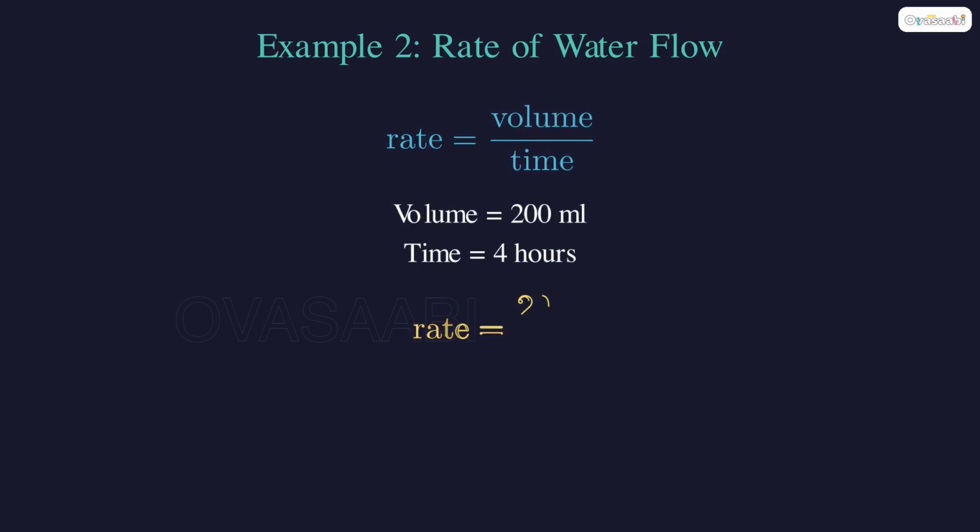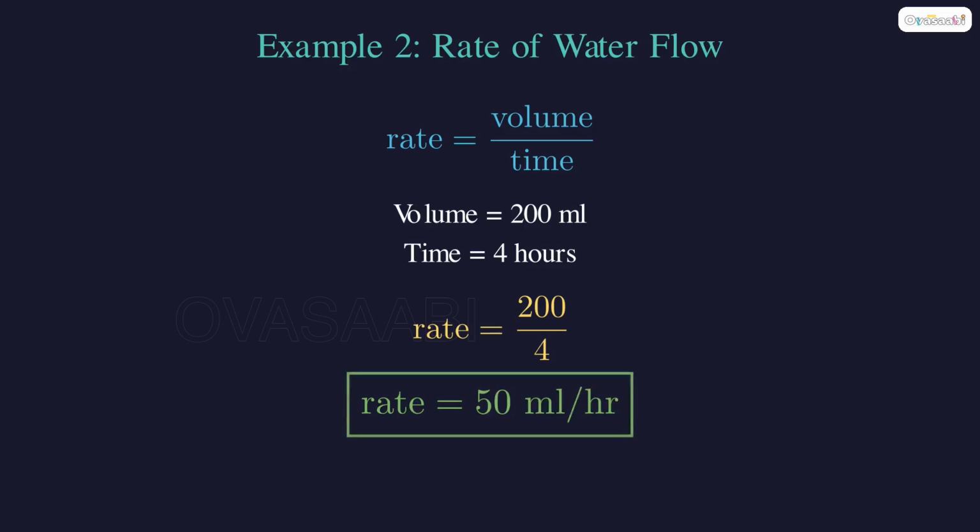Example 2. If a plant moves 200 milliliters of water through its xylem in 4 hours, the rate equals volume divided by time. That gives 50 milliliters per hour.